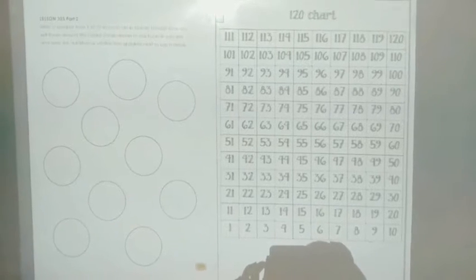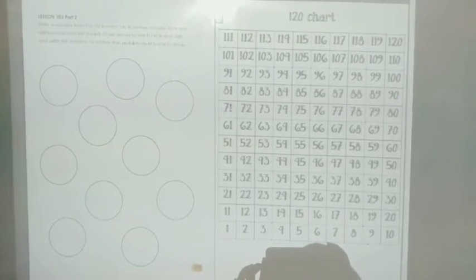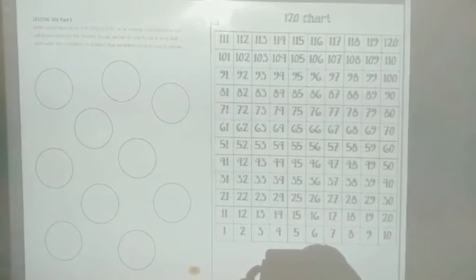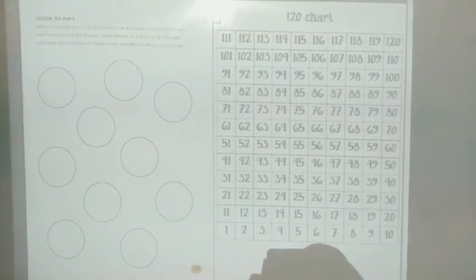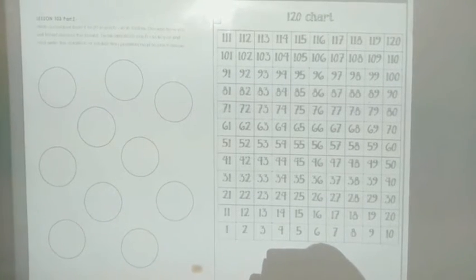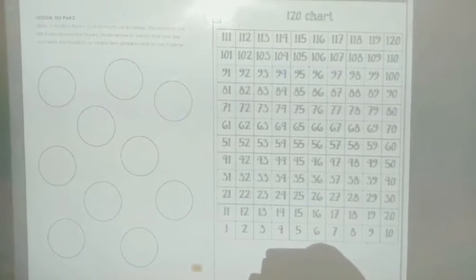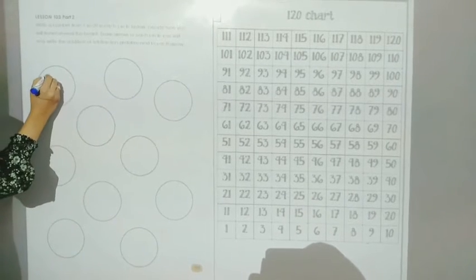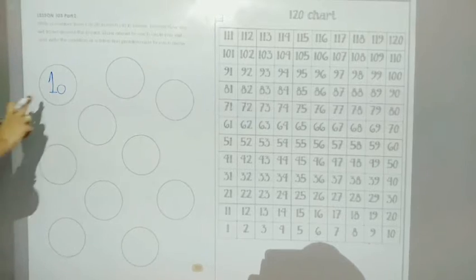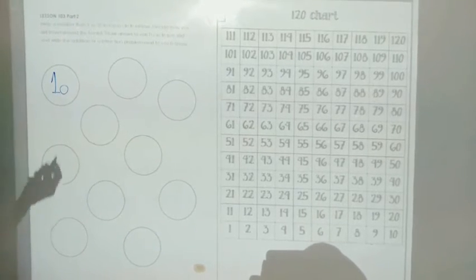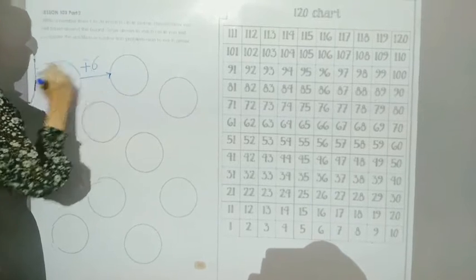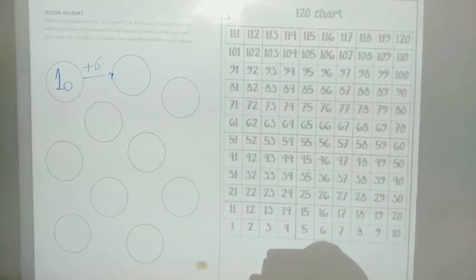Here, lesson 103: write the numbers from 1 to 20 in each circle below. Decide how you will travel around the board. Draw arrows to each circle you visit and write the addition and subtraction problem next to each arrow. First, I write 10 there. I want to travel from this circle to this circle. How do I travel? I want to add 6.